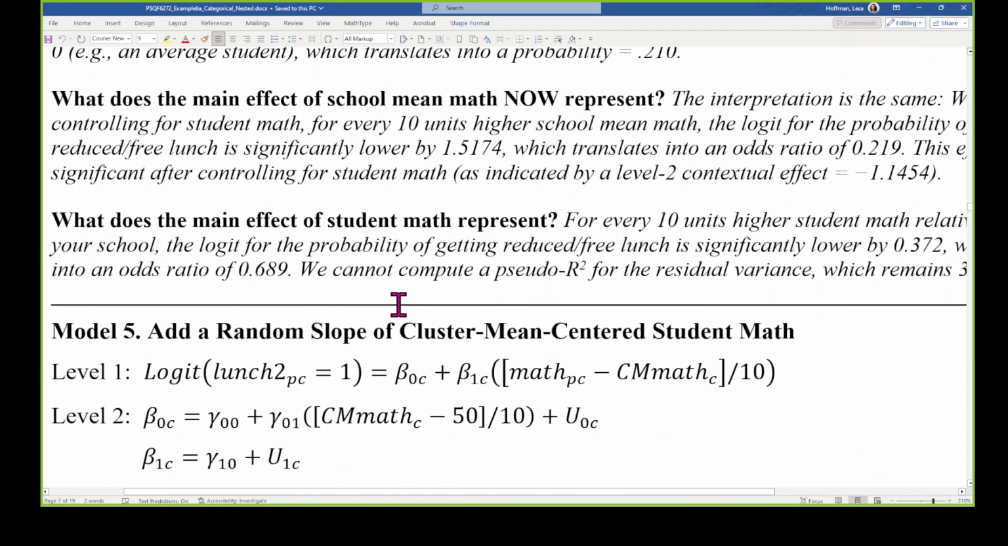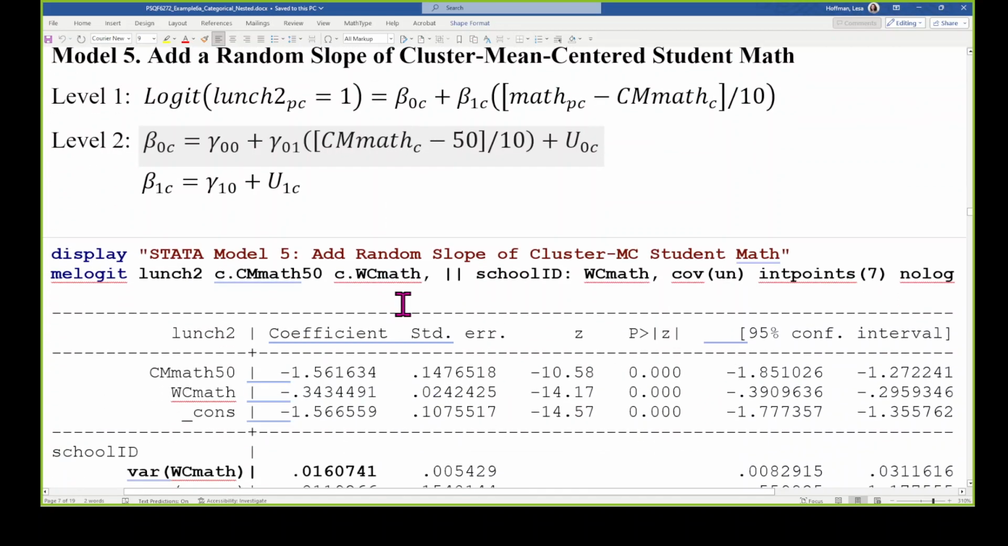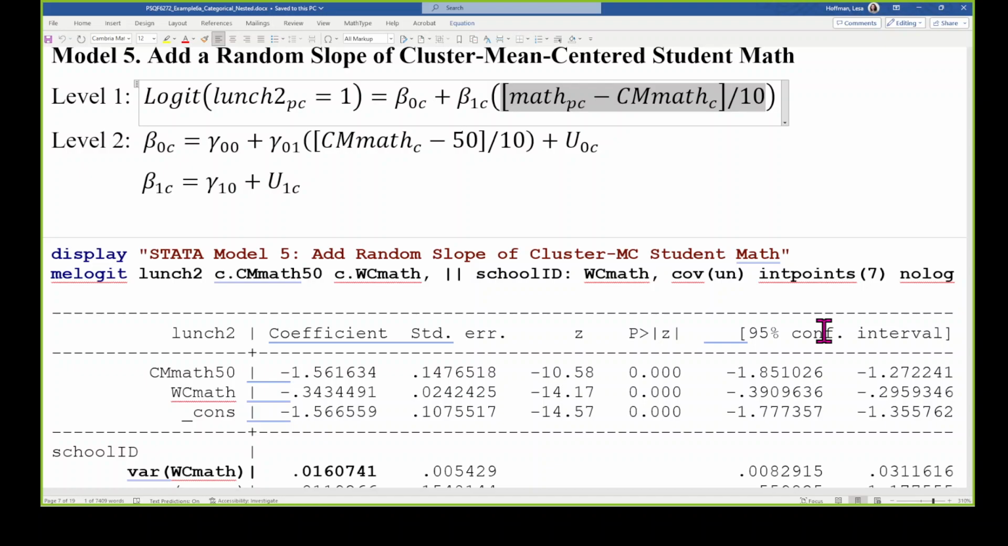Okay, words, words, words. How about a random slope? Did I break any rules by adding my random slope? Or is this okay? I think so. Why do you think so? Because you have the cluster mean centered version at level 1. Yep, because this is cluster mean centered. So I don't have to worry about smushing my random slope because I'm using the version of the variable that only has within information. What you have to worry about is when you have a constant centered variable. If you give it a random slope, that random slope is smushed.